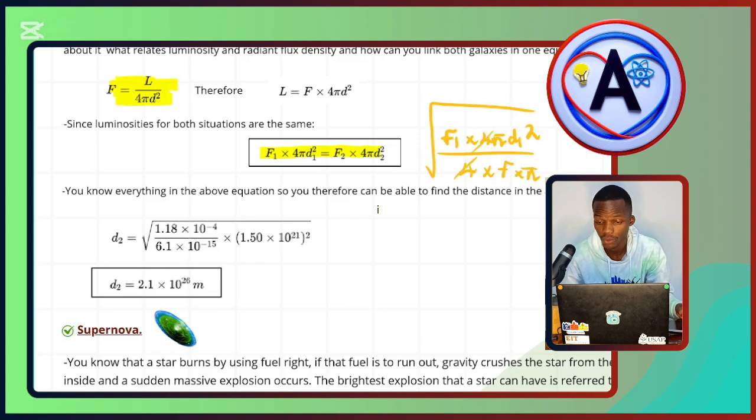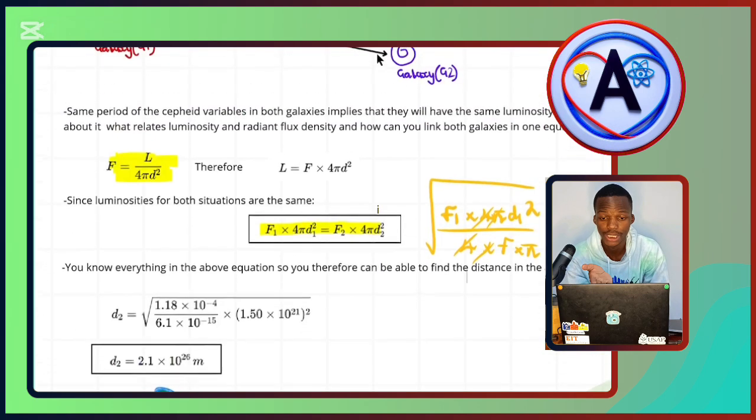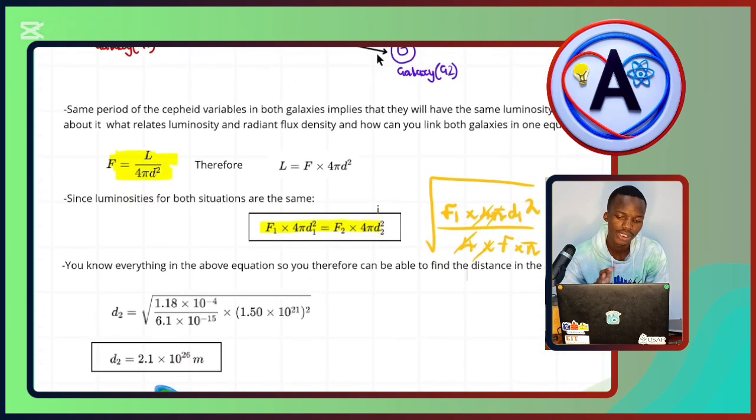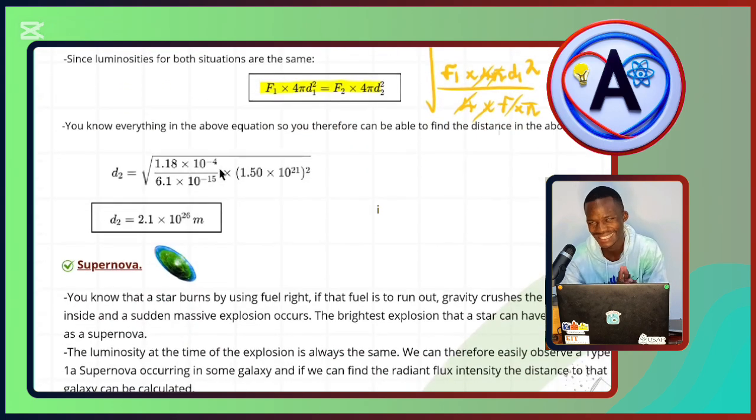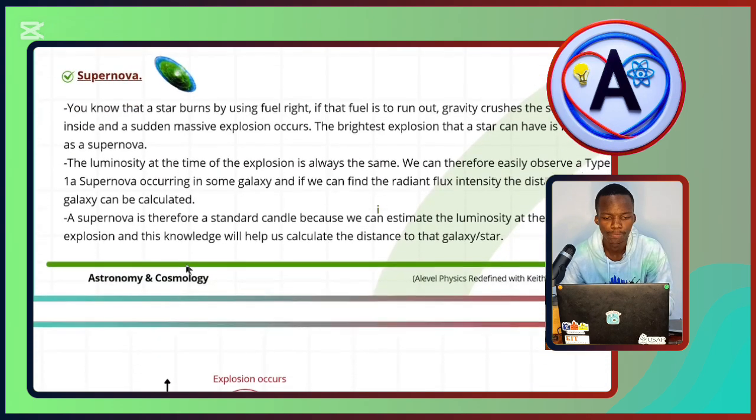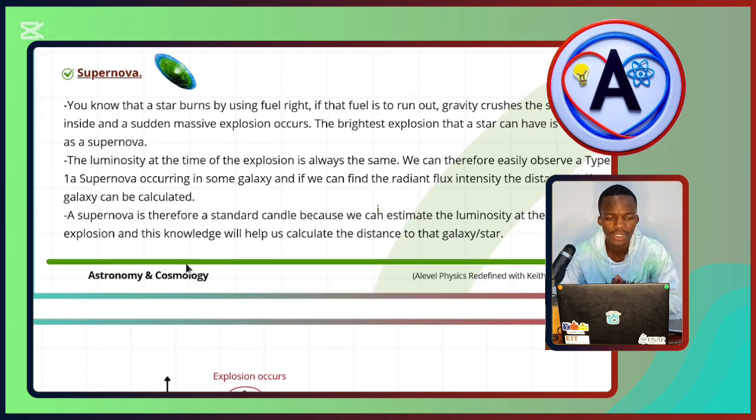So the 4 and 4 cancel out, pi and pi cancel out. Then you're able to get that, right? Because the radiant flux intensity, you have it. So essentially, you can calculate the distance. These are some of the questions where you're playing around with your understanding of standard candles and how standard candles actually work.